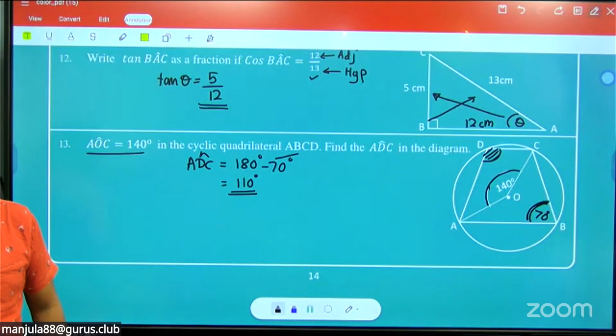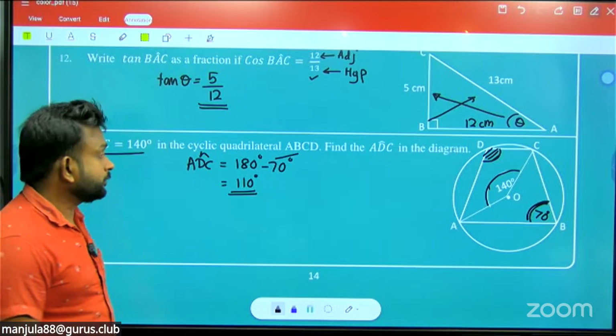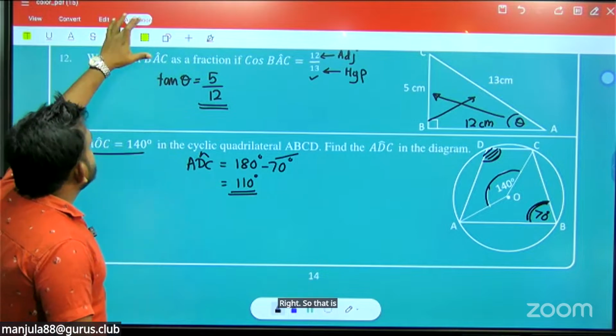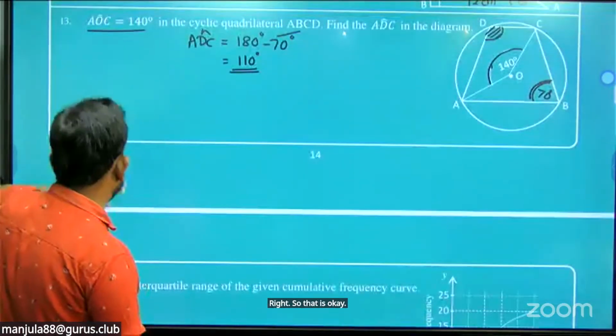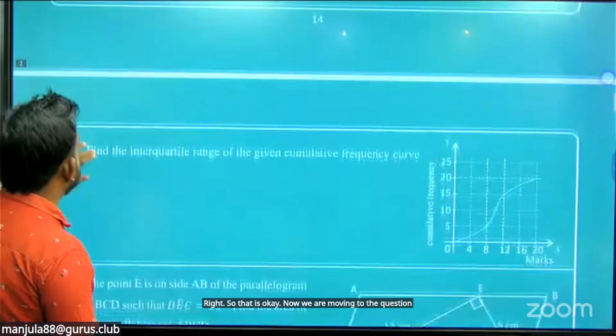Right. Now we move to the next one. Now we are moving to question number 14.